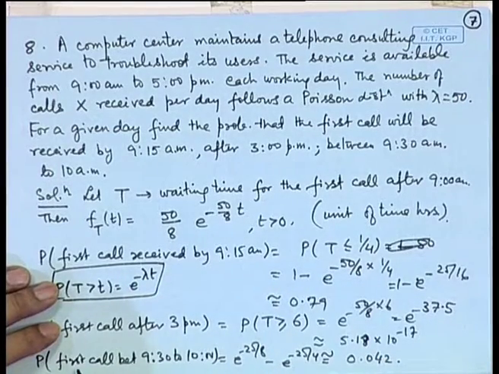And similarly, what is the probability that the first call is between 9:30 to 10? Since the rate is high, the first call being after 9:30 has a small probability, and then we are saying between 9:30 to 10, which is further small. So, after calculation using this formula, it is turning out to be 0.042.